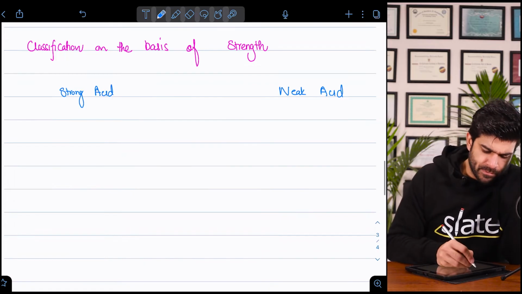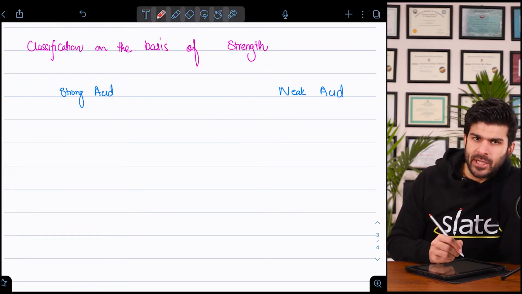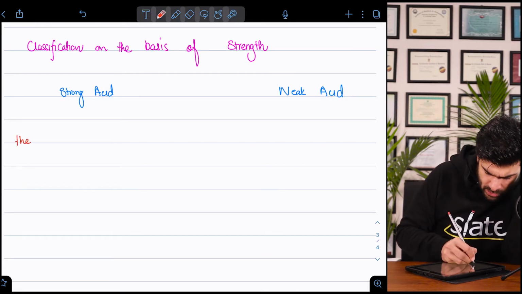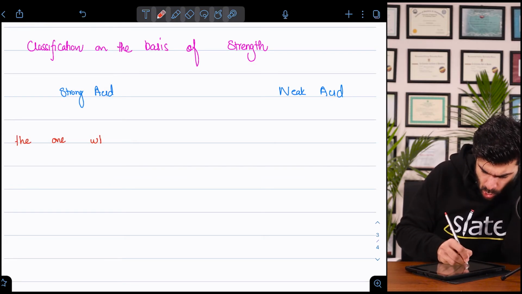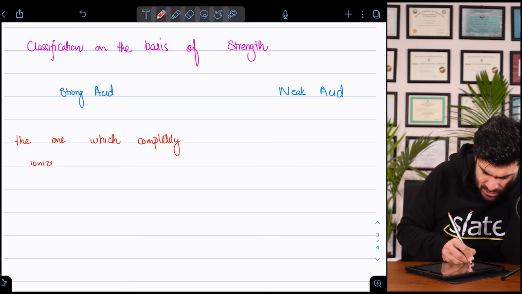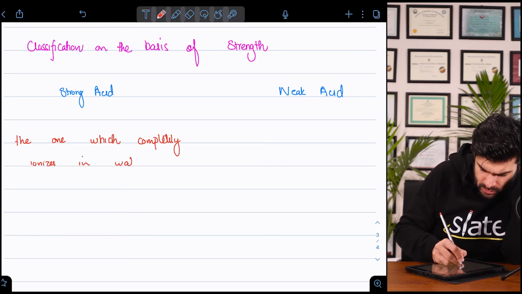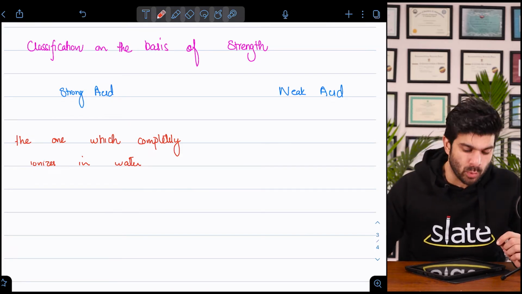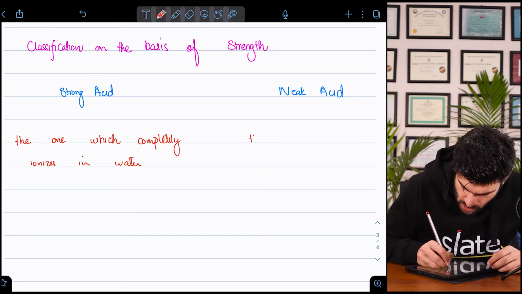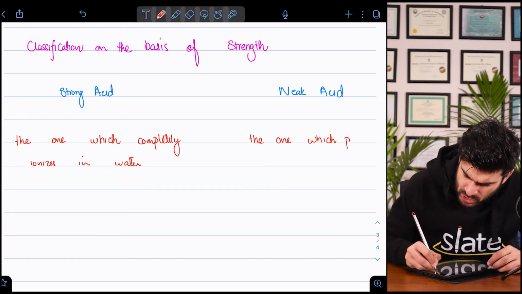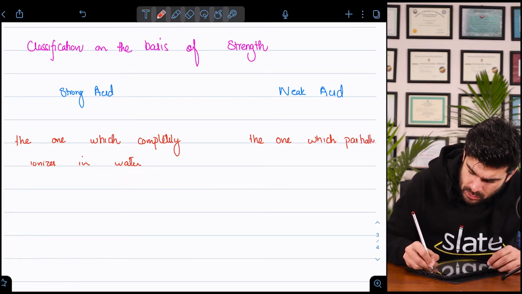Which is a strong acid? These are very commonly asked definitions in the exam, along with the examples. A strong acid is the one which completely, the important term, ionizes in water. So this strong acid completely ionizes in water, and a weak acid is the one which partially ionizes in water.